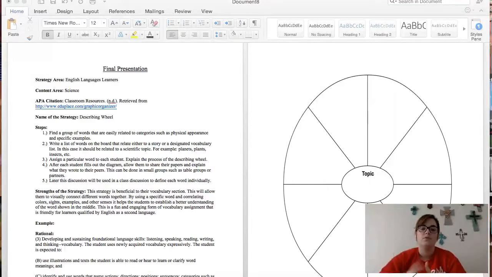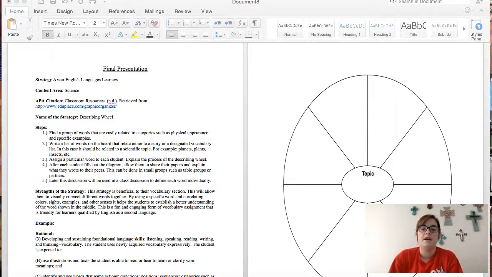Then you will write a list of words on the board that relate either to a specific story or to a vocabulary list. In this case, it should be correlated to a scientific topic because that is the content area that I am using. Some examples you could use for a science classroom would be planets, plants, insects, animals, along with a wide variety of other things. For the third step, you would assign a particular word to each student. When you do this, make sure that the students understand the process of the describing wheel and how to do it individually, maybe with a little bit of help from the teacher.